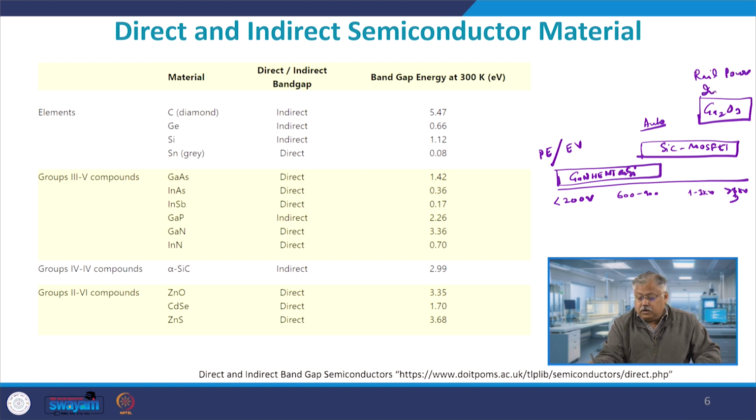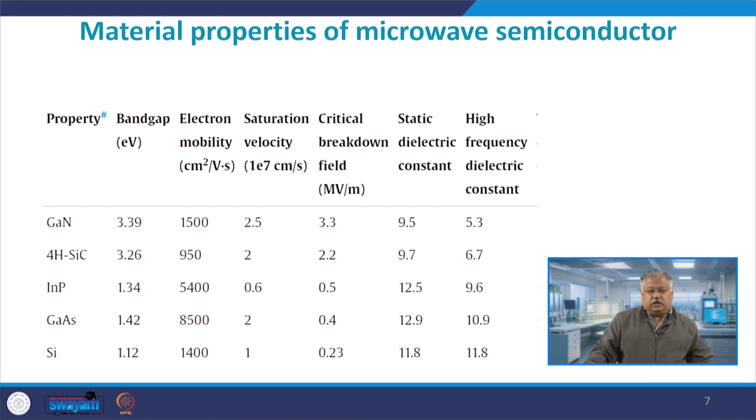So, typically this is the range at which we are talking about, more or less in the same range, but some corrections need to be done at each and every point in this case. Now let's come to the material properties of these compound semiconductors. Gallium nitride has a band gap of 3.39. I will be concentrating more on gallium nitride and gallium arsenide.